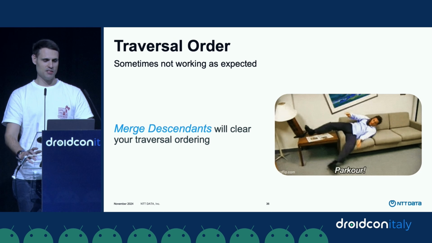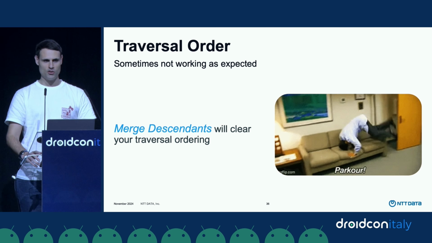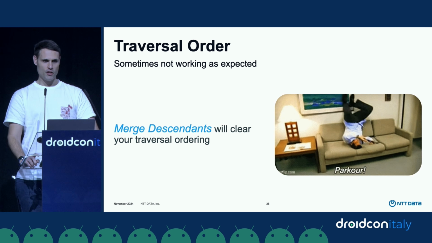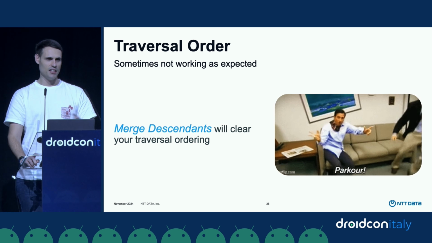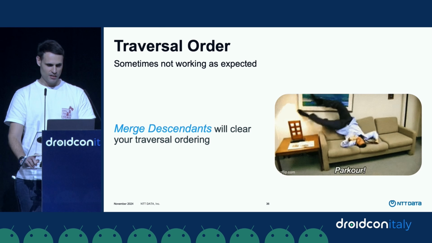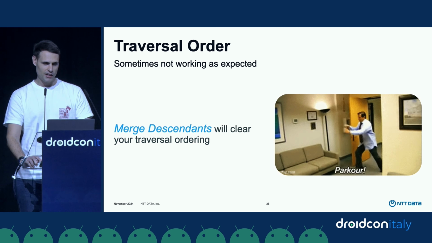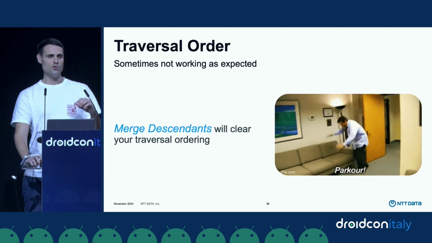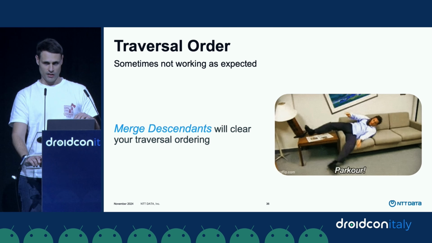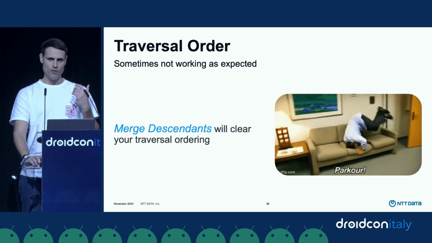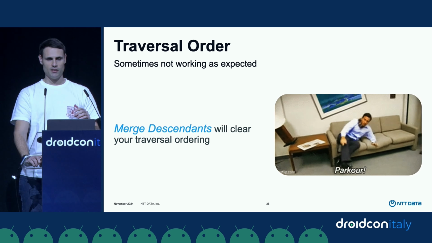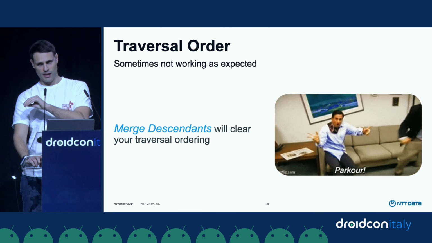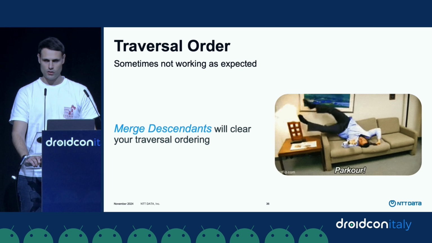But sometimes not everything works as expected. I don't know if this is a bug or a feature made by Google. So if there's any Googler in the audience, maybe they can tell me. But actually, if we set merge descendant on the parent node, this will clear your traversal ordering. So in the previous example, if we set merge descendant, it will announce the image, then Michael Scott, then Dunder Mifflin, and just at the end Regional Manager.